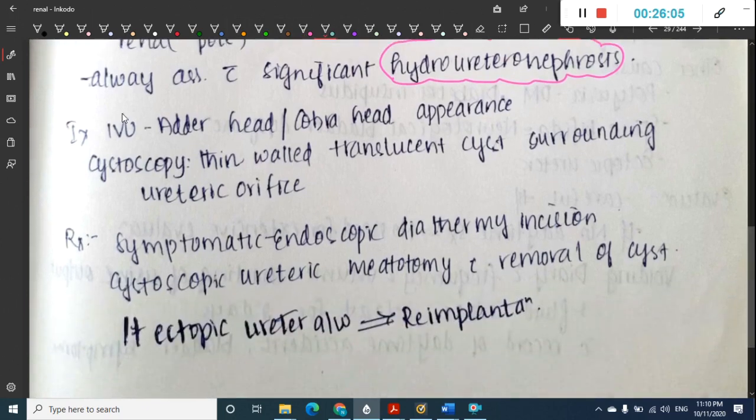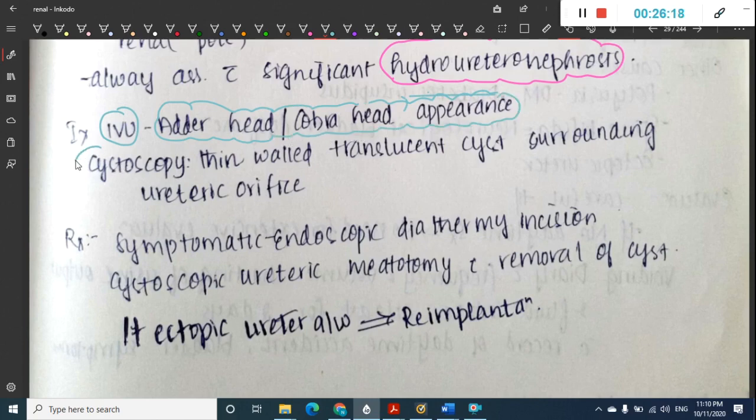If you do an IVU, intravenous urogram, you see an appearance which is called adder head appearance or cobra head appearance in intravenous urography. And if you do a cystoscopy, you will see a thin walled translucent cyst surrounding the ureteric orifice.